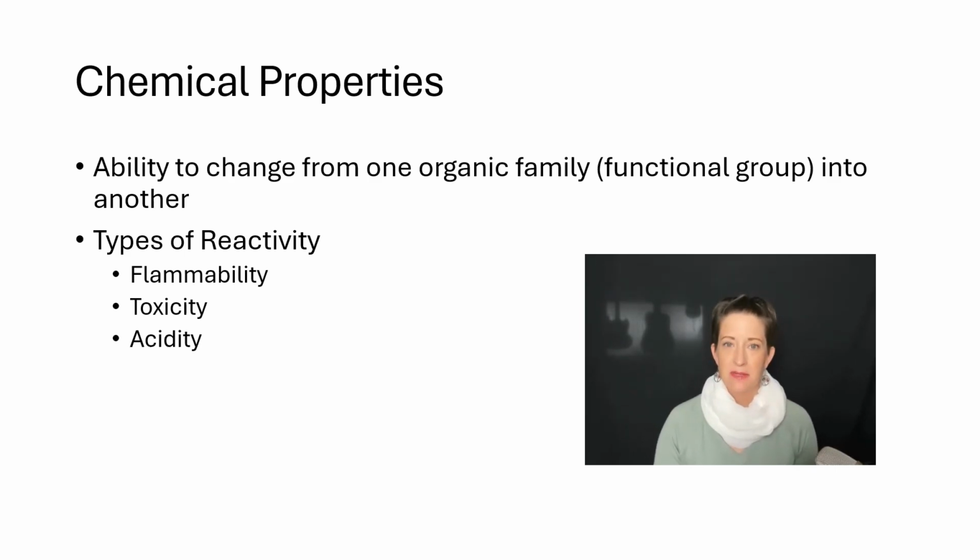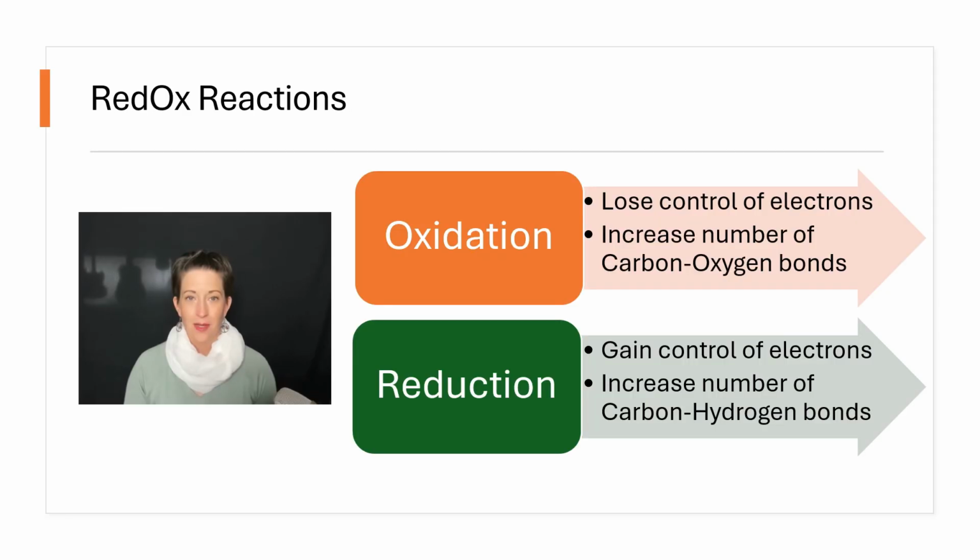There are different types of reactivity, some that we'll investigate a lot more than others, but these are signs or ways we know that a chemical reaction may be taking place. Flammability, toxicity, and acidity are just some ways in which we can track these chemical properties. A lot of organic reactions occur through oxidation reduction processes. We have talked about oxidation reduction in our previous material, and the same principles apply here.